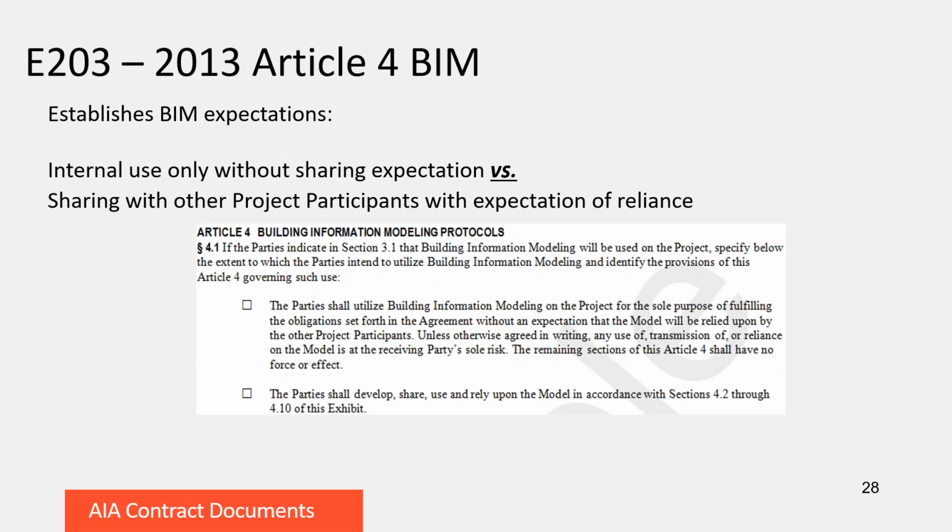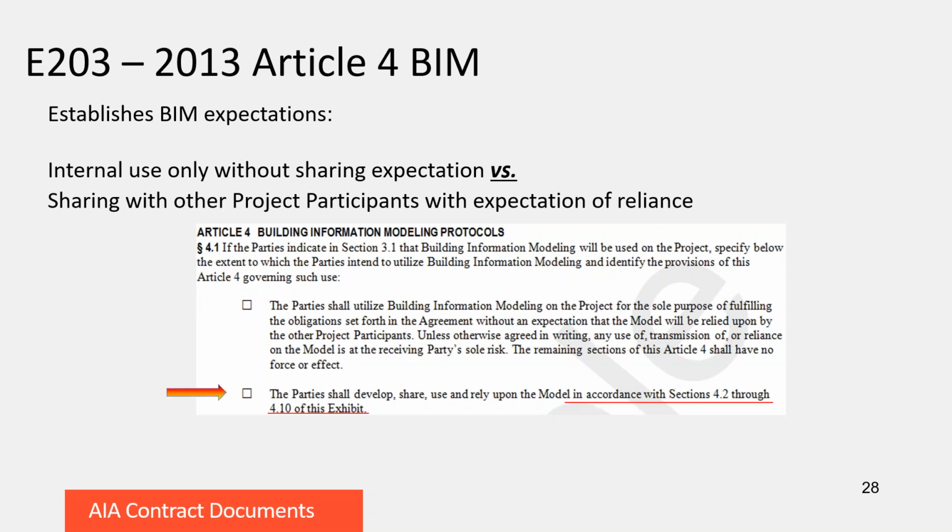So we'll go now to kind of the linchpin. If there's one contract provision in the E203 that really sets the stage for how significant of a modeling protocol or process is going to be used for the project, it's Article 4, Section 4.1, because that's the article where the parties elect whether or not they're going to do modeling really for their own sole purposes, and they're not really going to provide the models to one another for anything other than at the recipient's sole risk. In other words, we may model and we may actually give you our model, but you can't use it for anything. It's like the disclaimer approach with regard to CAD drawings.